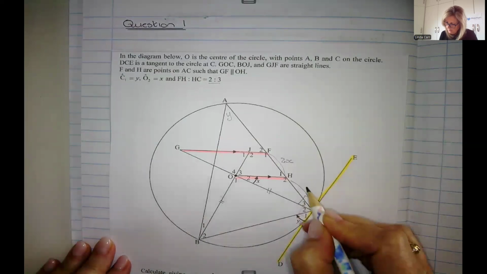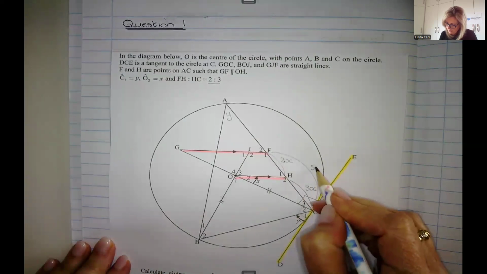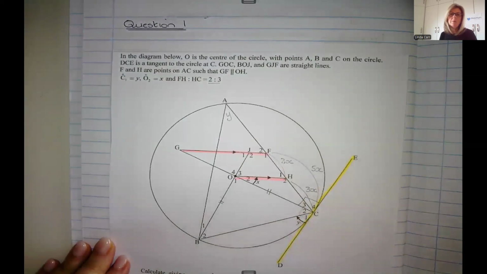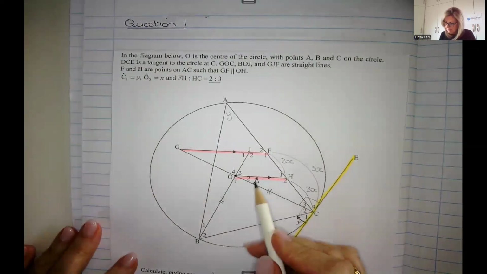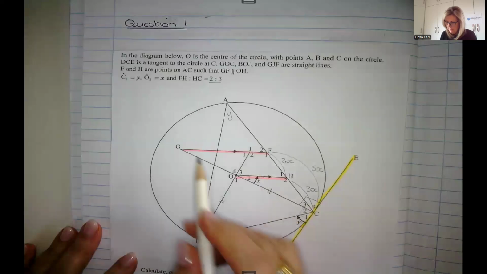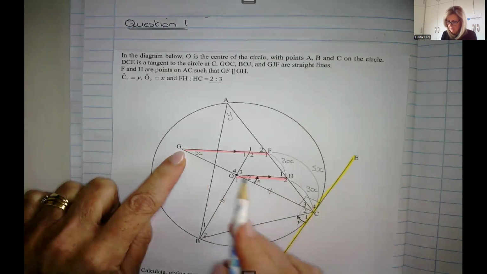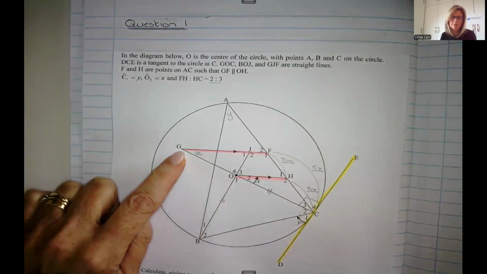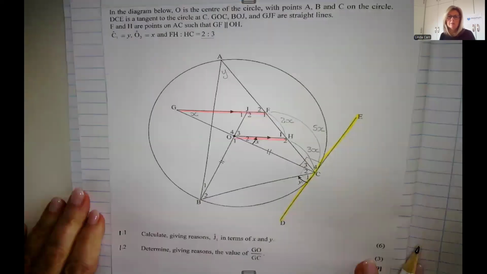2x, 3x, 5x. Remember, we can't just write 2 and 3 because they didn't say 2 centimeters or 2 units. They said it's a ratio. So the x is there to tell us that the actual length might not be 2 and 3. Back to this x for a moment. With my parallel lines, it's just far too tempting, so I'm going to put that angle equal to x because of the corresponding angles. Right, let's see what questions come up.